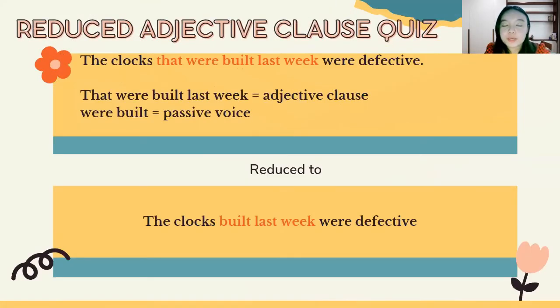That were built last week is an adjective clause, and were built is passive voice. So the correct answer is the clocks built last week were defective.